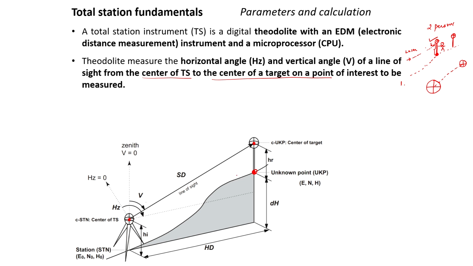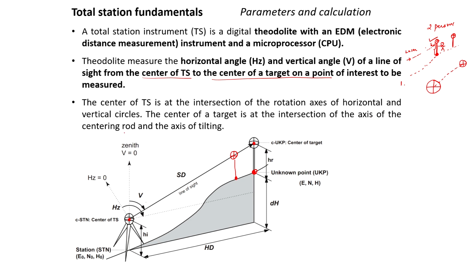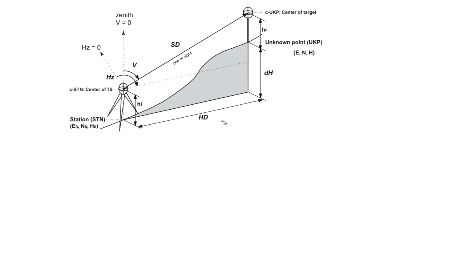If you move here, then this will be your interest point to be measured, and the center here will be your center of target. The center of the TS is at the intersection of the rotation axes of the horizontal and vertical circles. Earlier, the older instruments which we were using for measurements did not have this; vertical movement was restricted. But in total stations, this is the advantage we have. The center of the target is the intersection of the axis of the center of the rod and the axis of tilting. Now, further we will see more points here. This is what has been explained in the previous slide also.